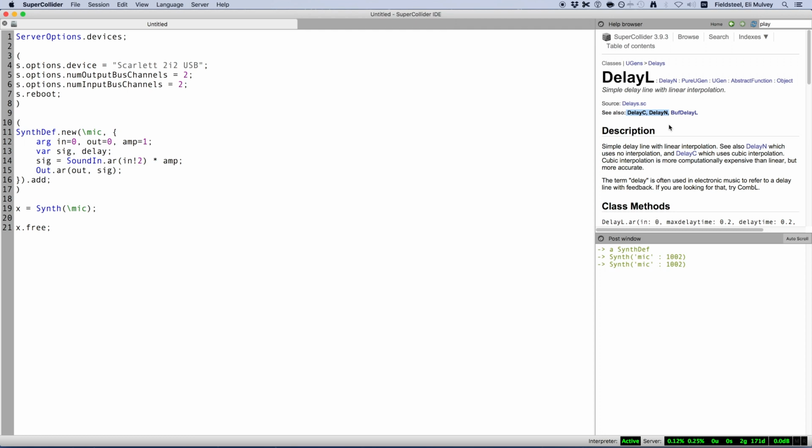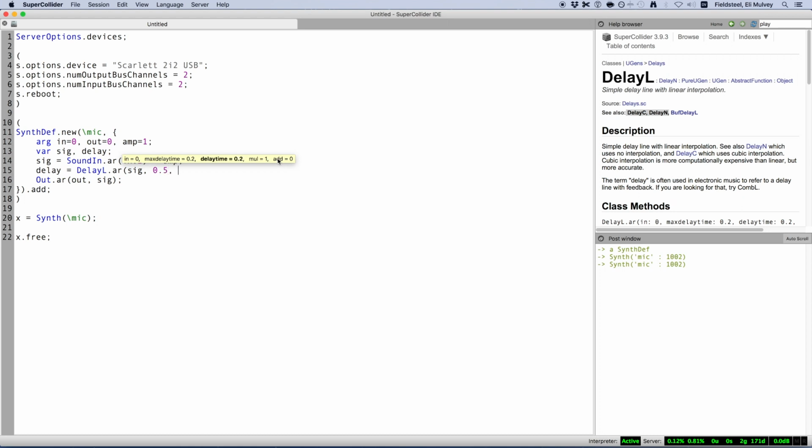With no interpolation, the assumption is that your delay time will be a fixed value. So if you want to have a delay time that changes dynamically, you should go with L or C. And DelayL uses a bit less CPU power, so I'm going to go with that. We need to provide a few inputs. The first is the audio signal that we want to delay, which we've called sig. Next is the maximum delay time in seconds, which determines how much memory the server needs to allocate for this delay. I'll go with a half second.